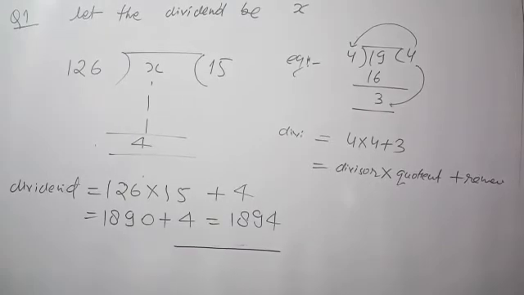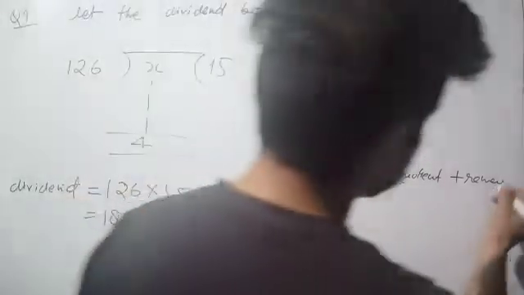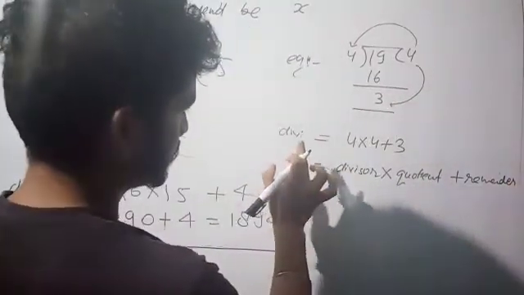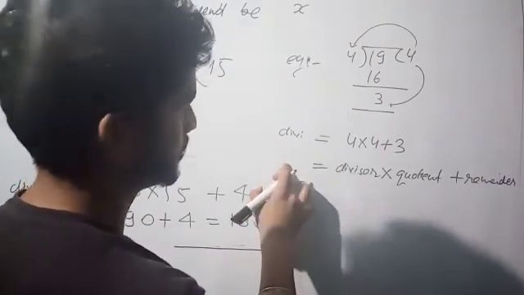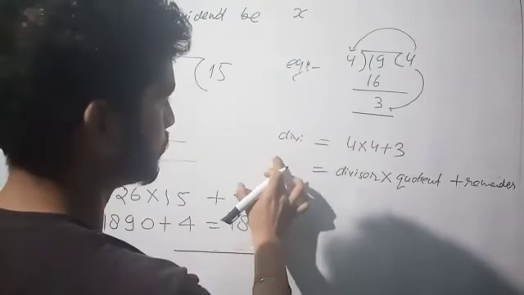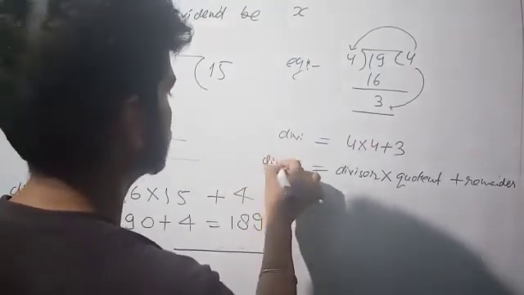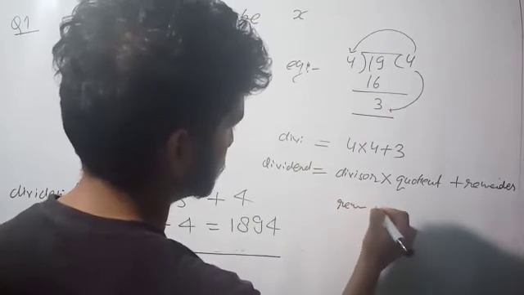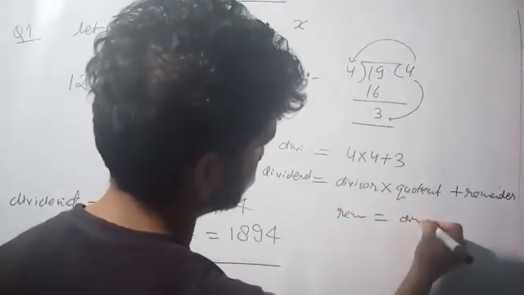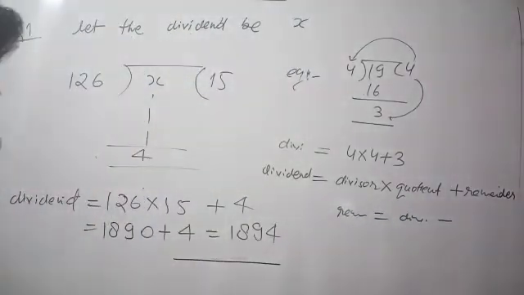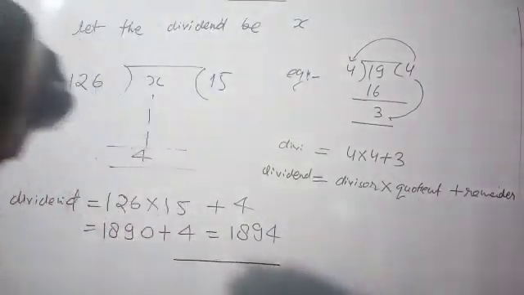Similarly, you have to do question number 2 by yourself. In this, we have to find out the remainder. In question number 2 we have been given the dividend, so we have to multiply these two numbers, then subtract from the dividend. For finding the remainder, you have to remember: dividend minus the product of these. So question number 2 is your homework.